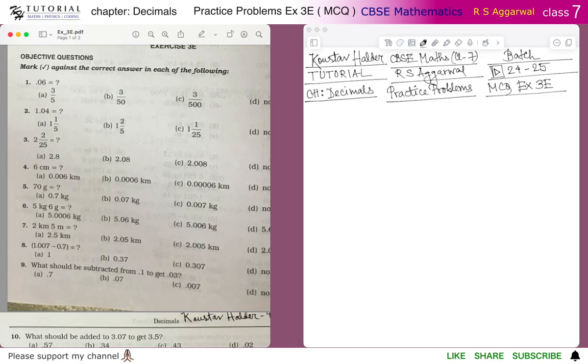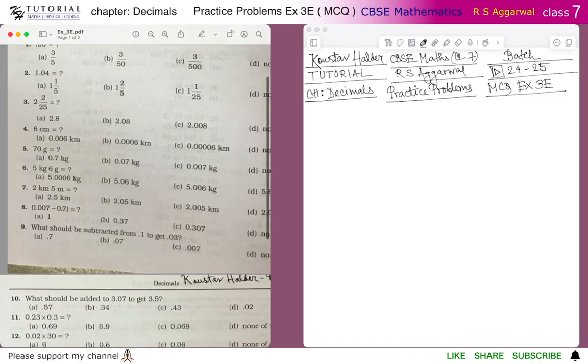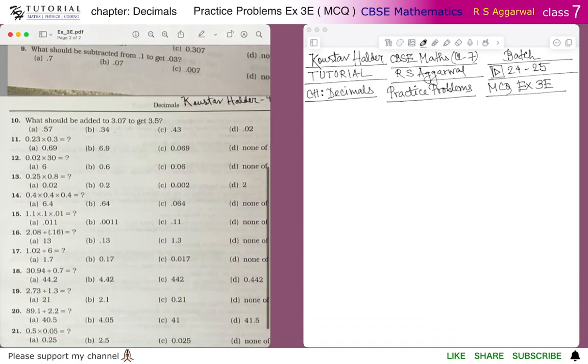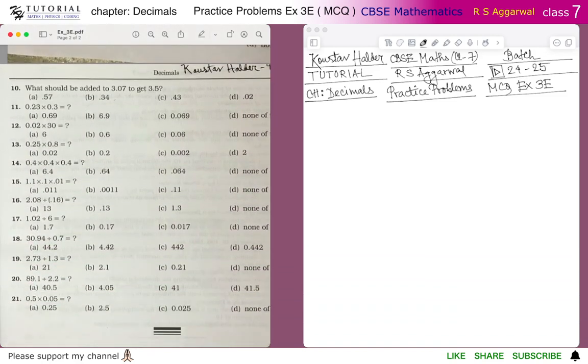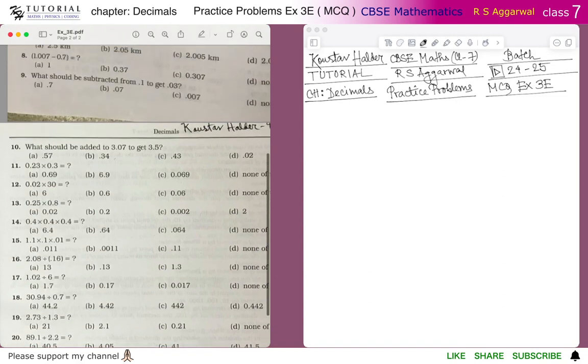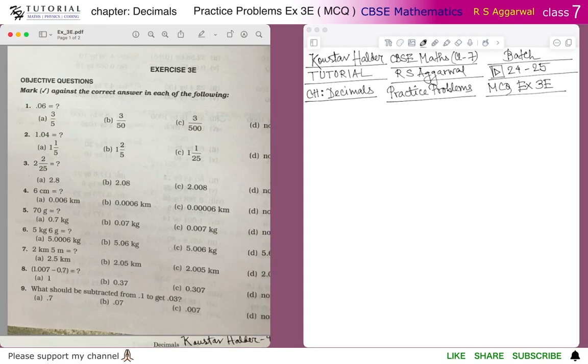I'm sorry for that, but I felt that solving these questions will give you a better insight of how to solve problems. So these are good practice problems, and you must definitely solve all the problems in exercise 3E. So let's start solving the problems.